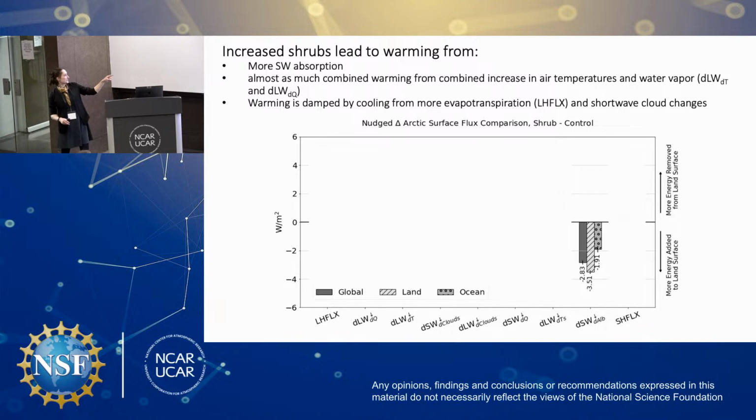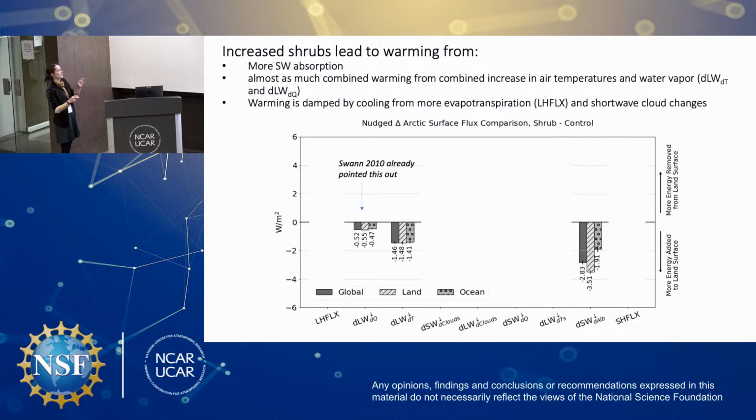There's 3 bars because the solid one is both land and ocean. The light gray is just land, and the dots, the darker gray, is ocean. This is averaged over the Arctic, I think north of 60 degrees. So even though it says global, that just means land plus ocean because I was lazy and I didn't change my script. So more shrubs, darker, absorb more energy.